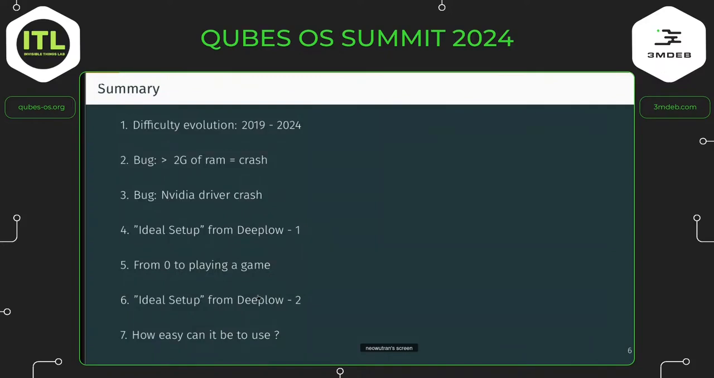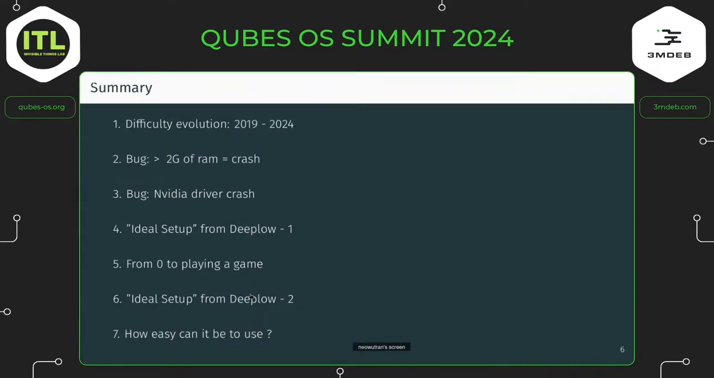So now that we have the basics down, we can move to the summary of this presentation. First of all, we are going to talk about the evolution of the difficulty of configuring GPU passthrough. Next, we will look at 2 bugs that have affected this graphics card assignment. And in the end, we are going to revisit the wish that the user Deeplow had and how easy to use GPU passthrough can be.